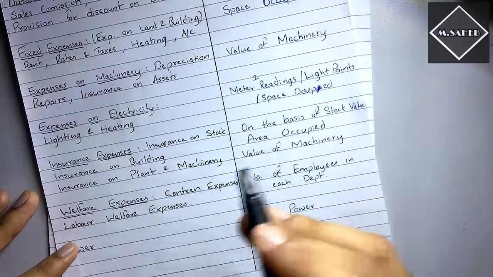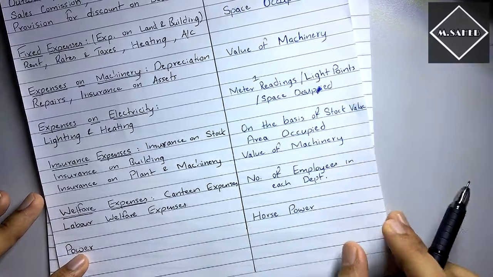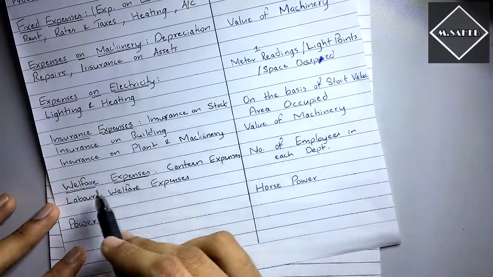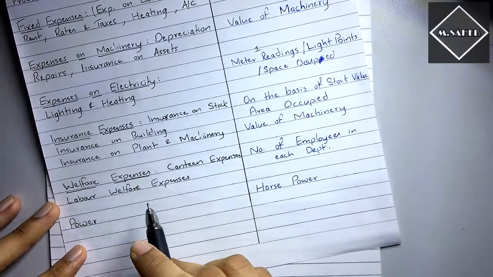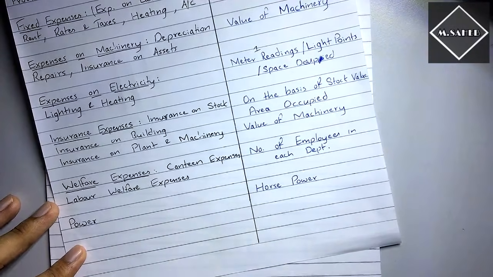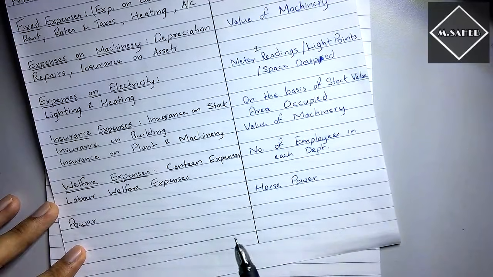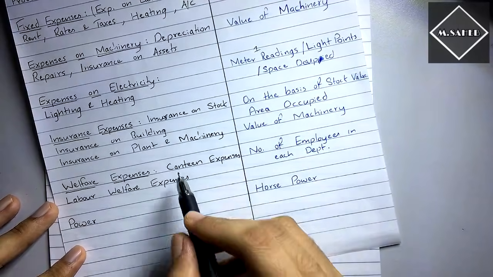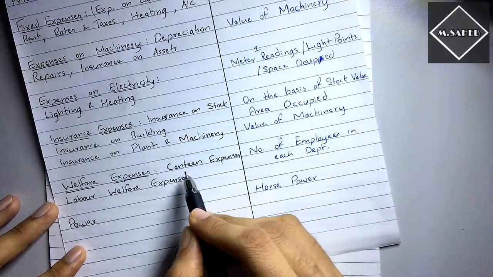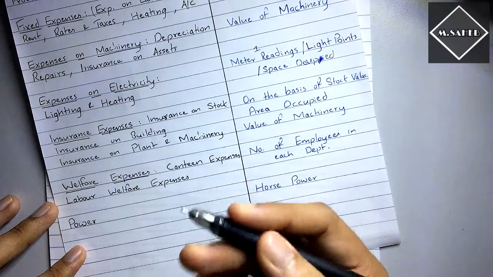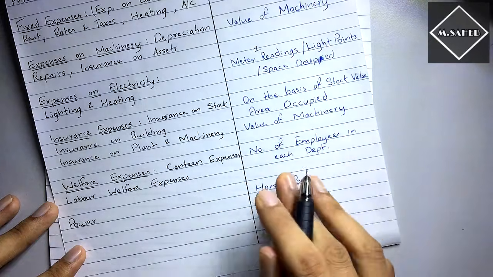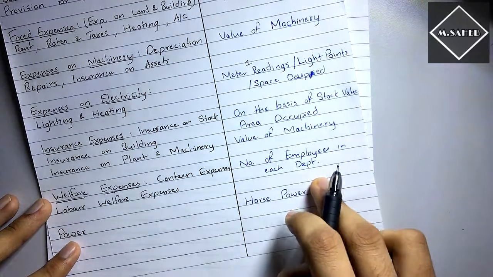On that value, on that ratio, you have to divide that. Insurance on plant and machinery. Then you have welfare expenses. Now these welfare expenses are incurred for labor, for employees. First we have canteen expenses. Canteen means it is for employees, right? They eat from the canteen. So number of employees in each department on that ratio.